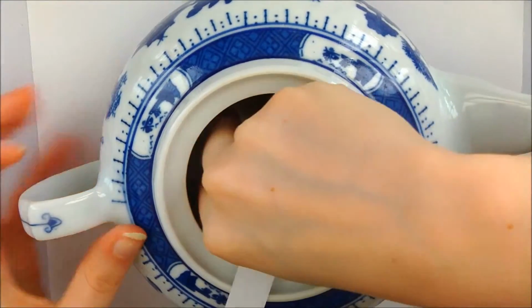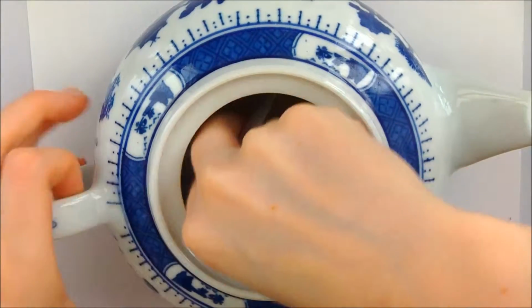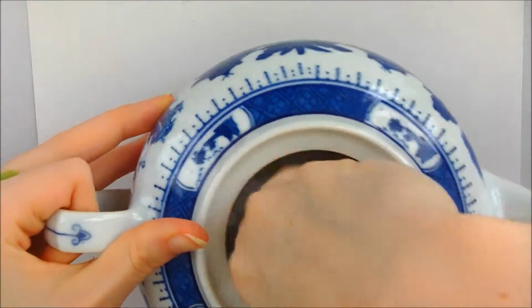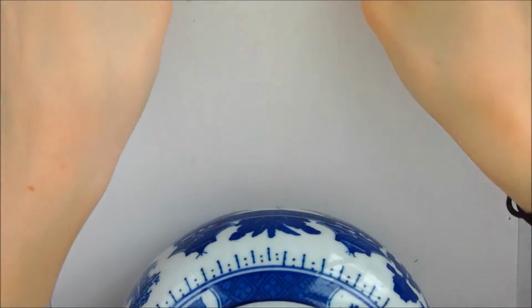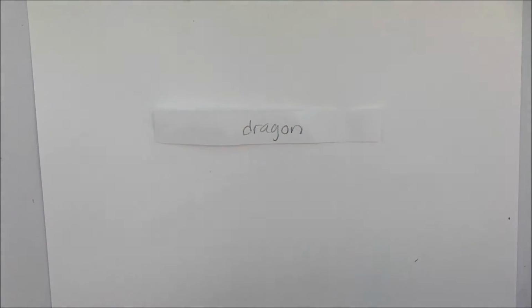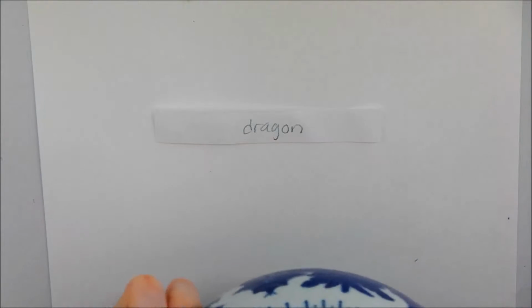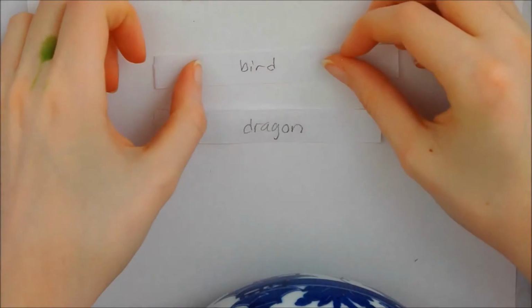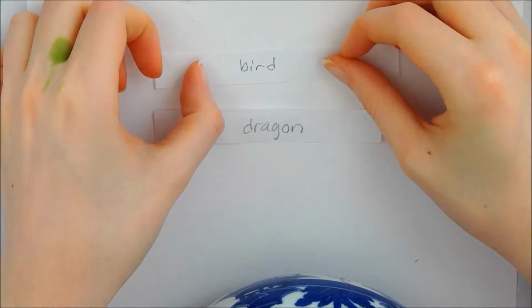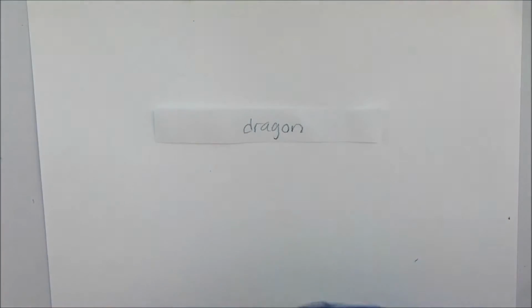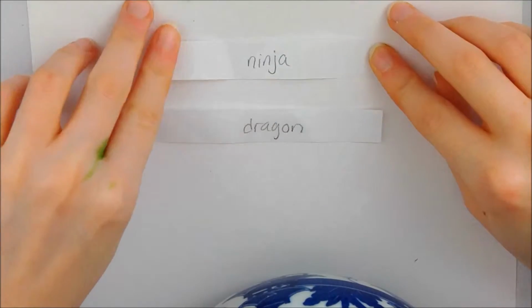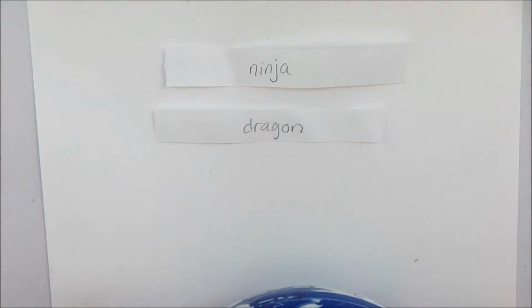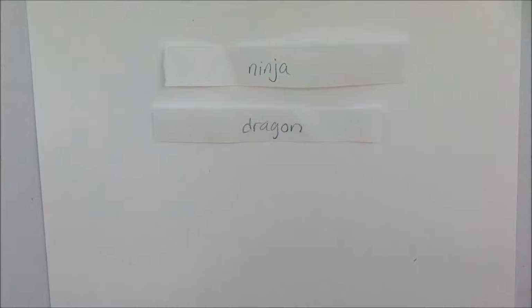Isn't that how it goes? Okay. Close my eyes. First one. Dragon, yes. Oh, wait, is it? Dragon. Okay. Second one. Bird. Okay, I'm gonna draw again. Sorry, that's just lame. Dragon. Ninja. Okay, now we have something good. Let's go.